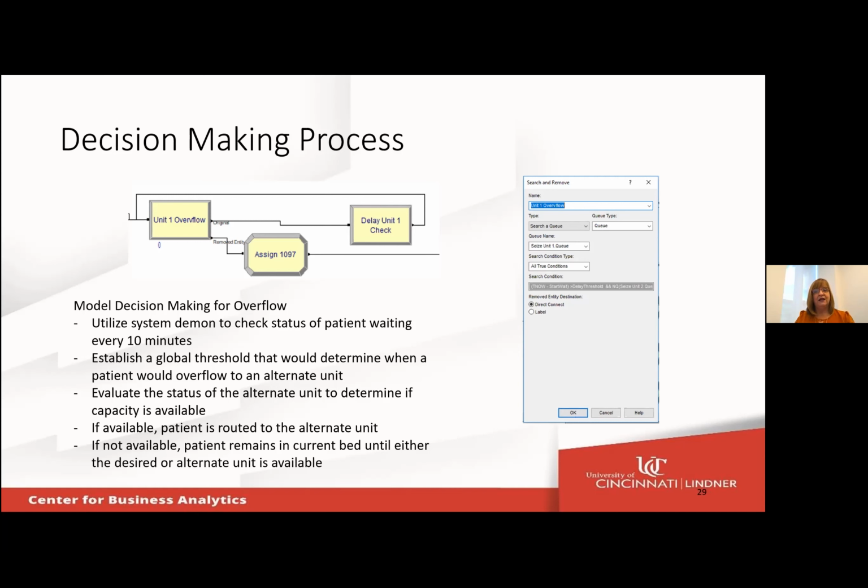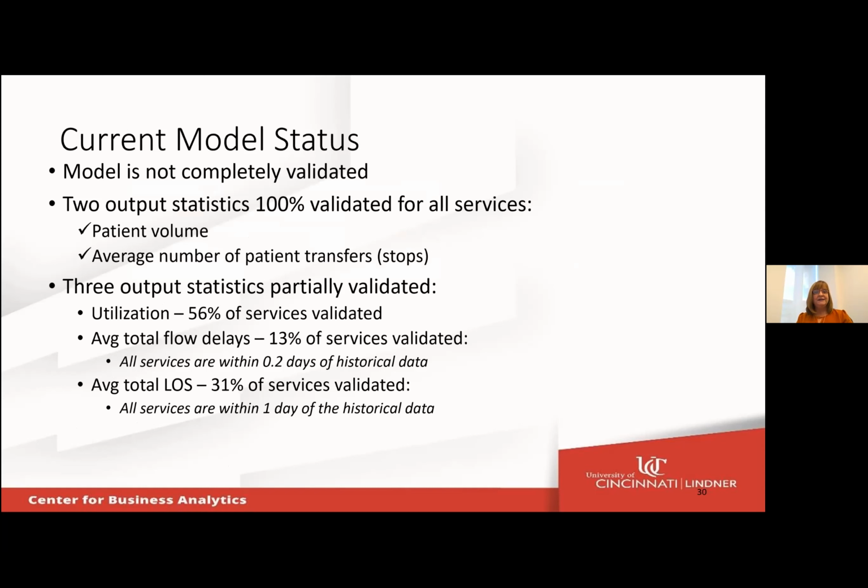then we used what's called a search and remove. So we would search all waiting queues, and then remove patients that met a certain criteria. So they had to have been waiting longer than our delay threshold, and the place that they were supposed to go had to have available beds. If that was true, we pulled them out of that queue and put them in the alternate unit. If that wasn't true, maybe they've been waiting more than the day, but there were no spare beds, they stayed in that queue until either a bed freed up that they needed or a bed freed up in their alternate unit. So that really helped our process and helped us with validation.